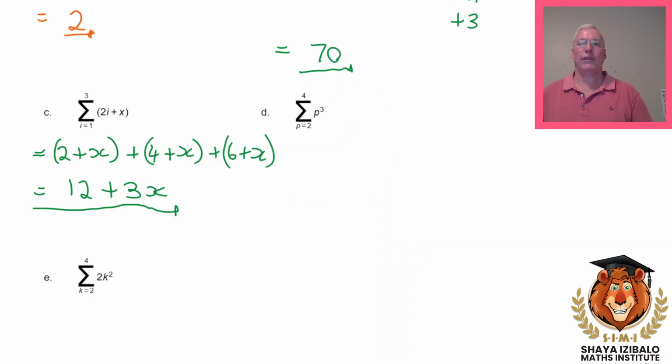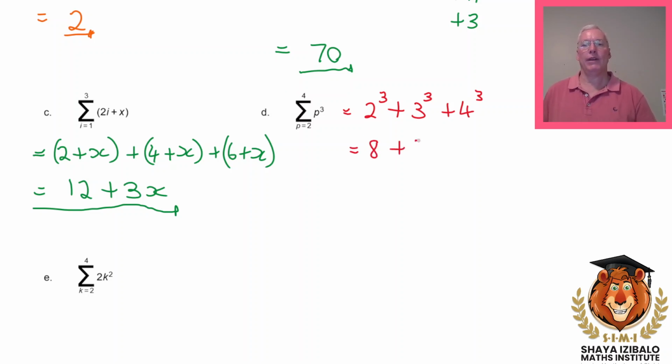Okay, so this one over here, fairly straightforward. We're going to put 2 in, we're going to get 2 cubed. We're going to put 3 in, we're going to get 3 cubed. We're going to put 4 in and we're going to get 4 cubed. Right, and now we're going to stop at 4 because that's the number at the top. 8 plus 27 plus 64. Really helpful if you know your numbers. 8 and 27 is 35 plus 64. 64 and 35, we can do that in our heads, 99.